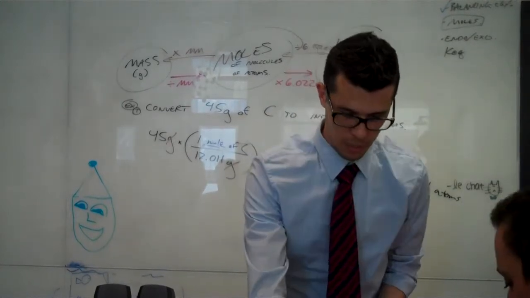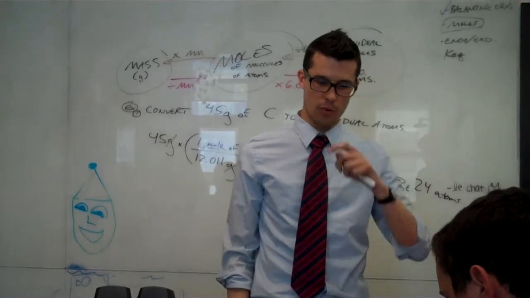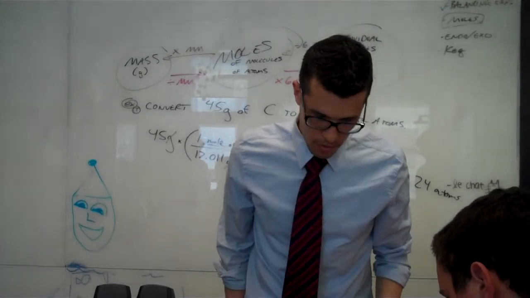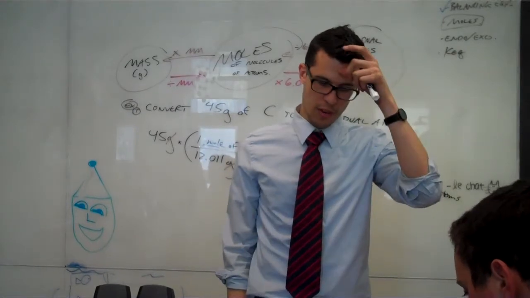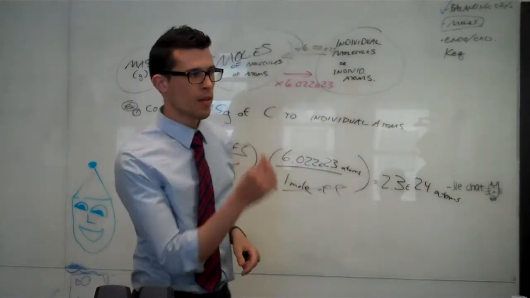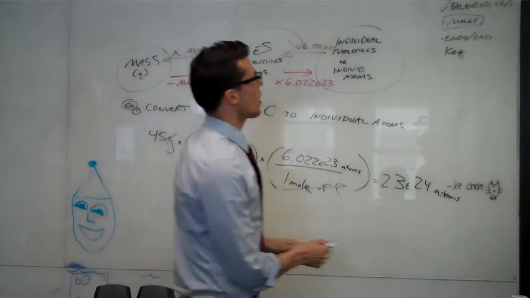So let's practice: 6.022, then do second E, 23. That's it. We've done it. Okay, next. We've done moles, now we do exo.